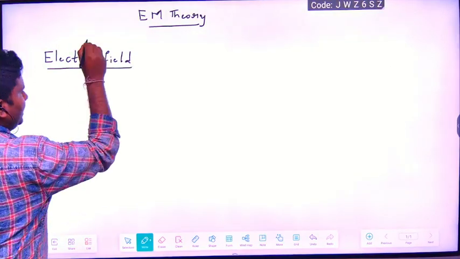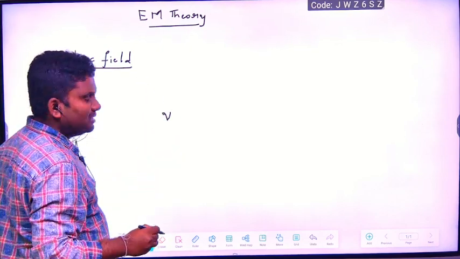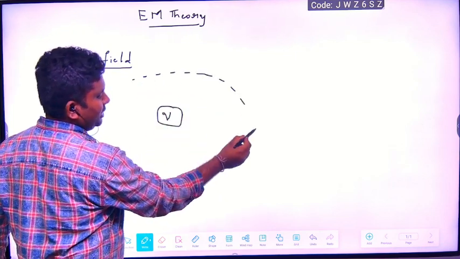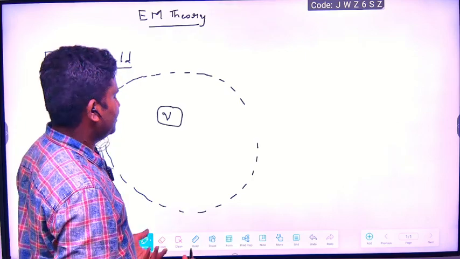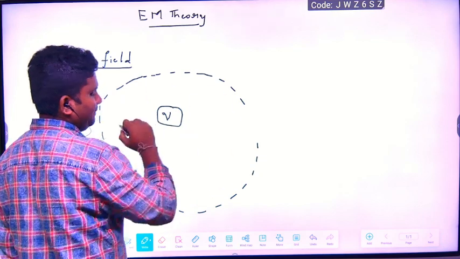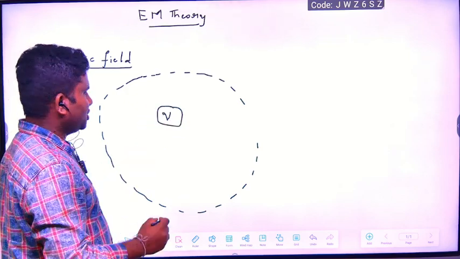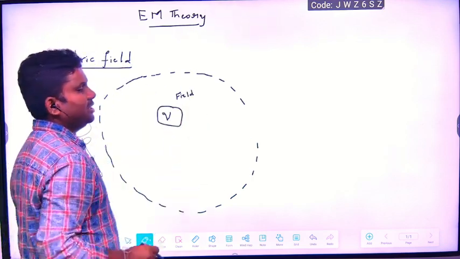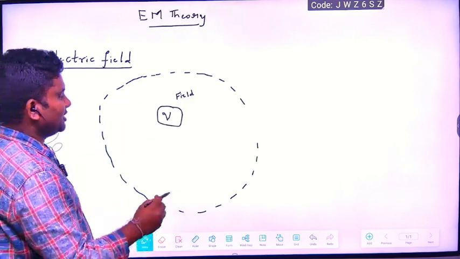What is electric field? If you take a charge, this charge has a field around it. It may be of any dimension, like how much area it occupies, the field we need to find. So this charge, whatever I place here, will have its influence around this area. Because of this charge, a field is produced around it. This field is what we call electric field. It's a region or space surrounding a charge. That's why the name field is there.